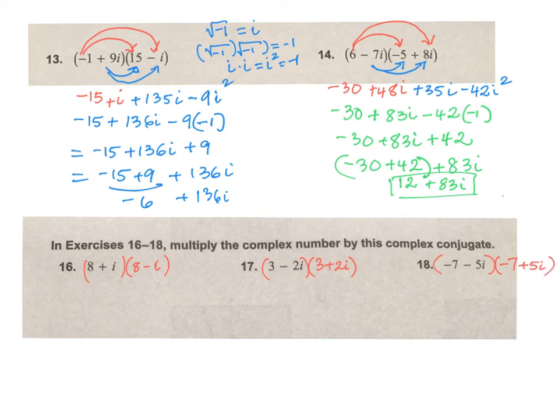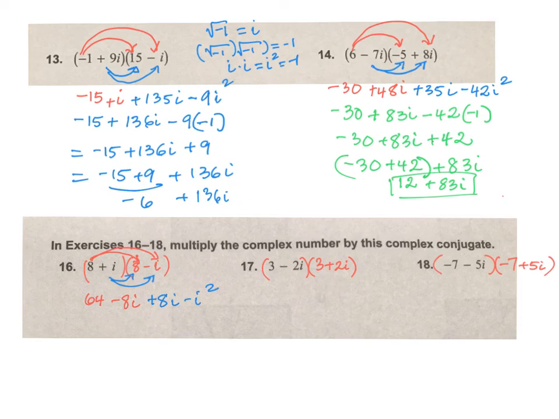Now we use the FOIL method to multiply the complex number by its conjugate. So we multiply 8 times 8, and 8 times negative i. Now under, we multiply i times 8 and i times negative i. 8 times 8 is 64. 8 times negative i is negative 8i. Now under, we get i times 8, which is positive 8i, and i times negative i is negative i squared.